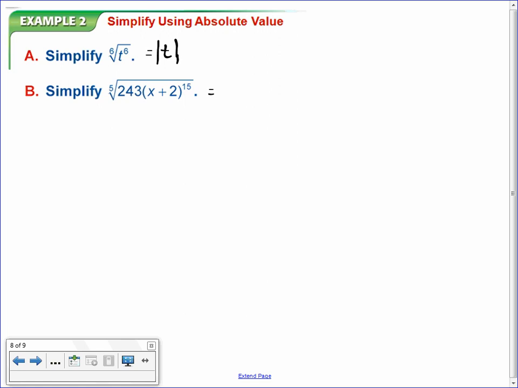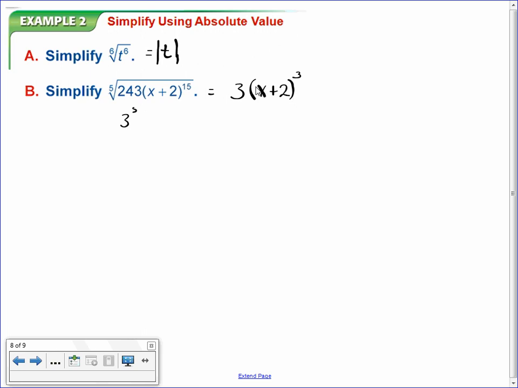Okay, let's look at this one. 243, we already know is 3 to the 5th power. Okay, so I'm looking at the 5th root of 3 to the 5th power, which is 3. Then this number, all right, this is the 5th root of that number to the 15th power. 15 divided by 5 is 3. Okay, this contains a variable, but it's to an odd power with an odd root. I don't need to worry about absolute values on this one.